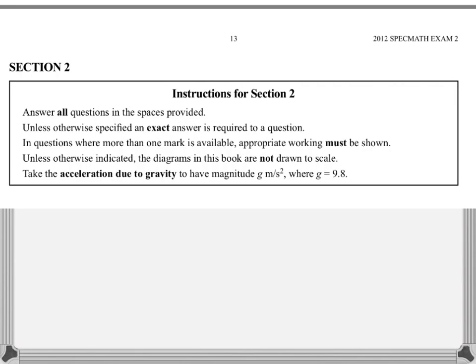Here is section 2 of the Specialist Maths 2012 Exam 2 paper. We did this as a practice exam, and here are the solutions. Okay, let's do it.